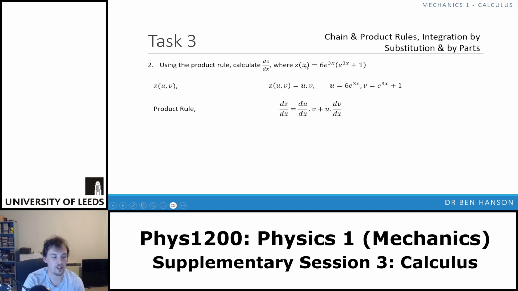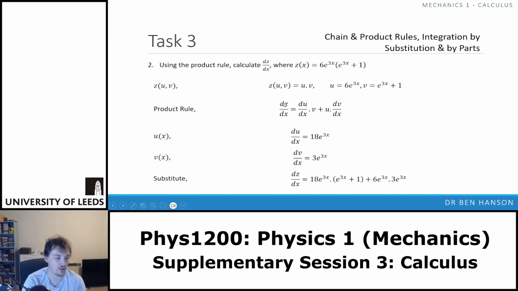And like I said before, you can times these brackets out and do it explicitly, but let's do the product rule and make sure it works out. u of x is there. So du by dx is 18e to the 3x, because we bring down that power 3 times it by 6. V of x, well, its derivative is just 3e to the 3x. Bring that power down, get rid of the constant.